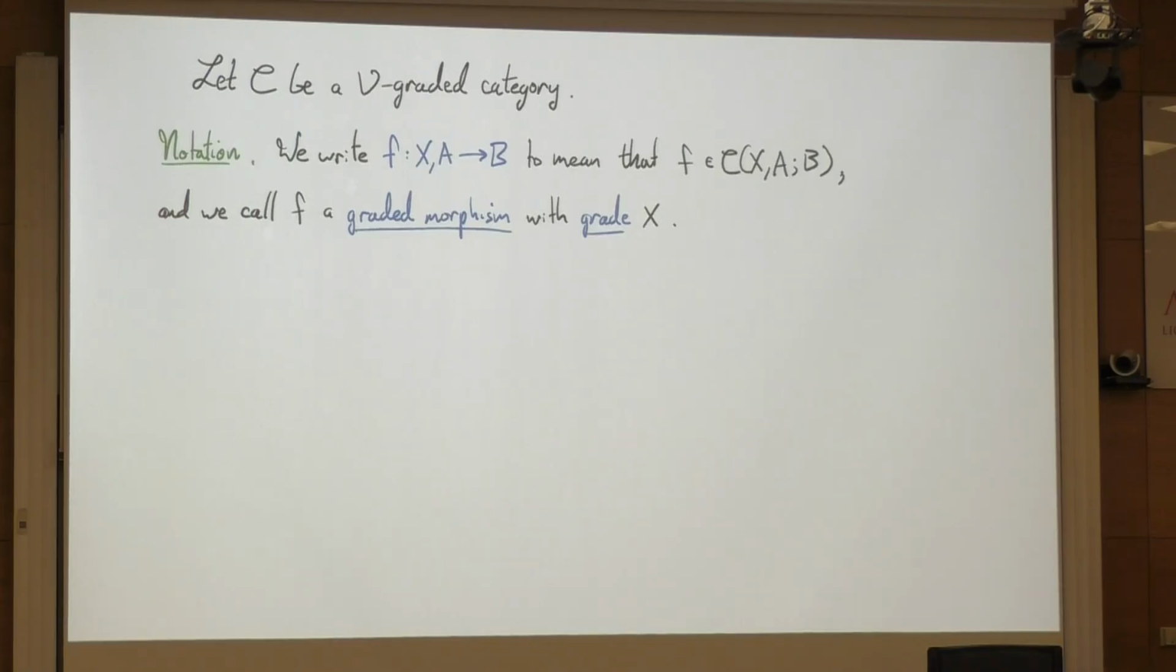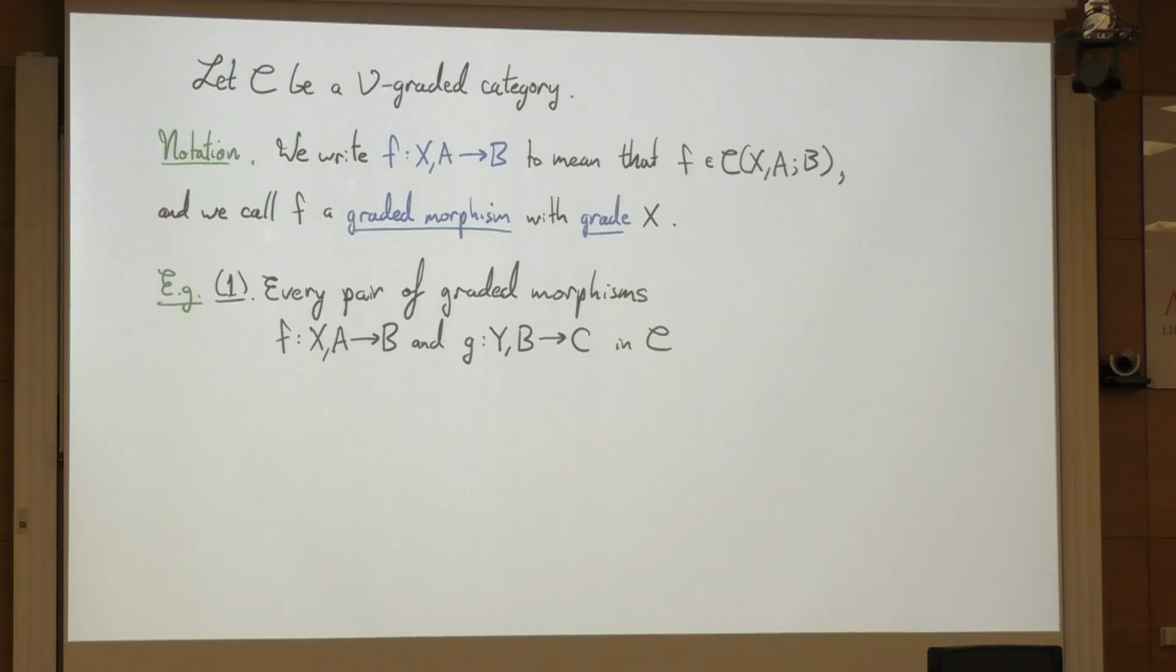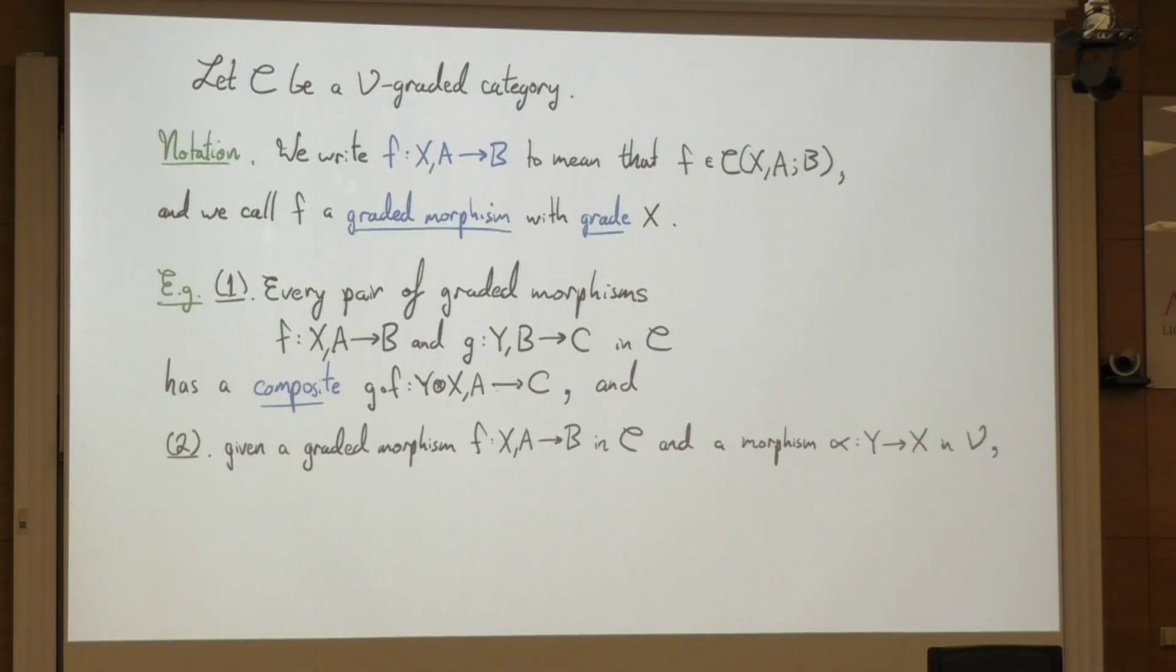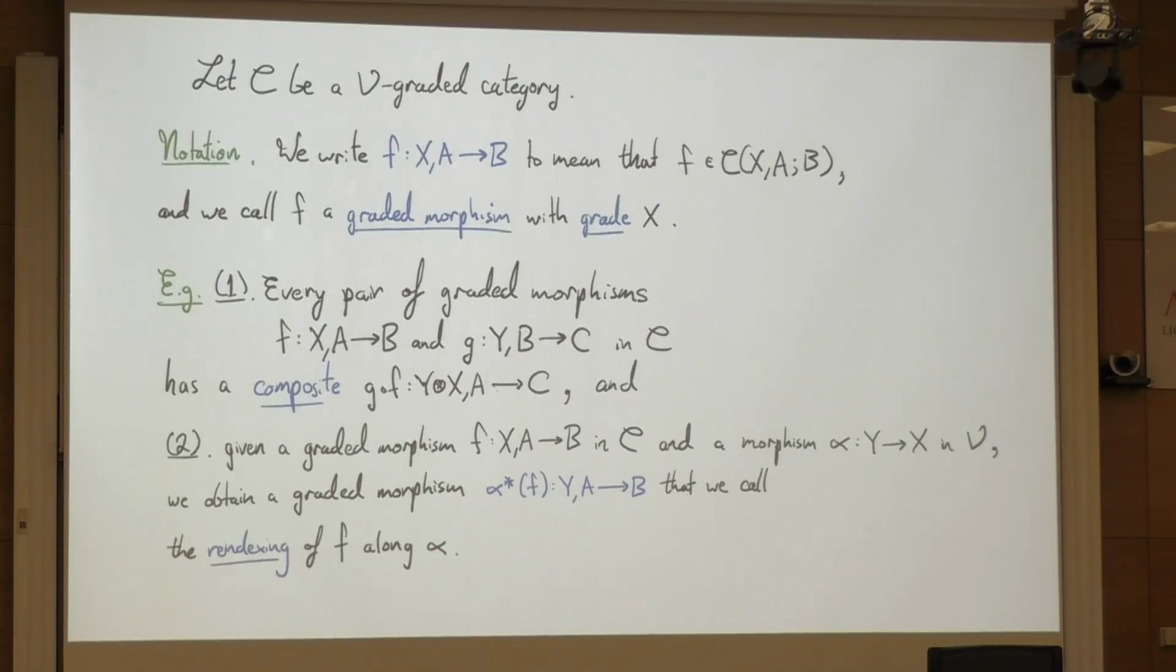And so a V-graded category has what we call graded morphisms, and the grade of such a graded morphism is an object of V. So for example, every pair of composable graded morphisms of the given forms has a composite, g of f, whose grade is the monoidal product, Y tensor X. And also, if we're given a graded morphism, written in this way, in C, and also a morphism alpha from Y into X in V, then we can pull back this graded morphism along alpha, and we obtain a graded morphism alpha upper star of f with grade Y now, that we call the reindexing of f along alpha.